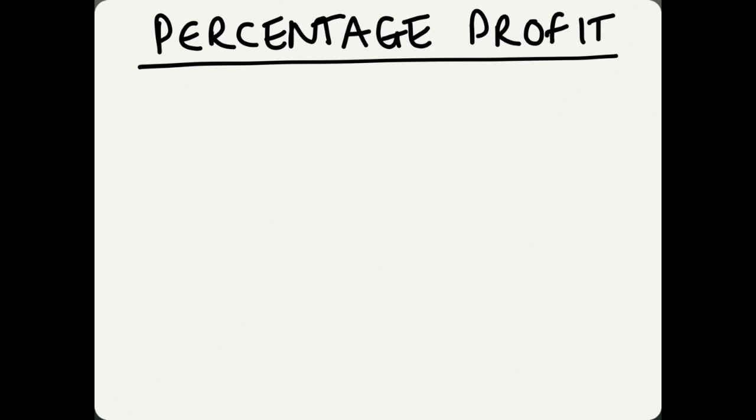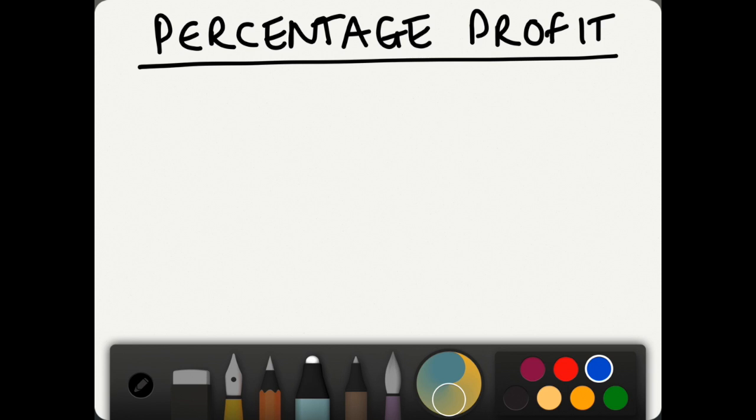For your exam, you might be asked to calculate the profit percentage, or a percentage profit. Now this shows profit as a percentage of sales revenue. And it's used as a measure of success of a business. So if they've got a high profit percentage, it could be said that they are a successful business. There are two formulas that you need to know.